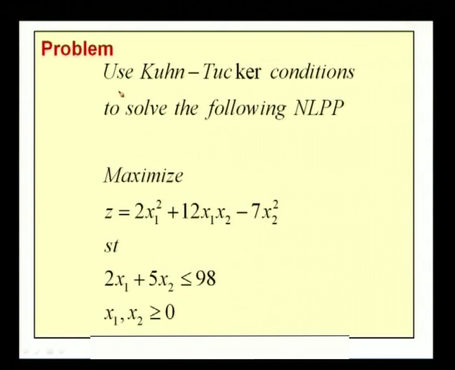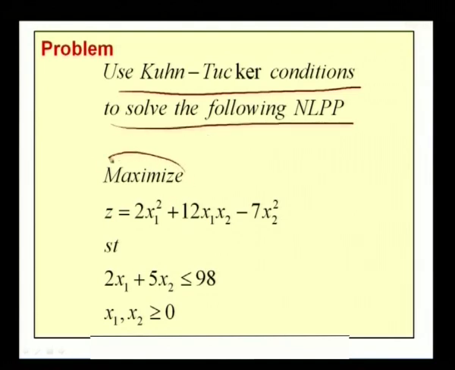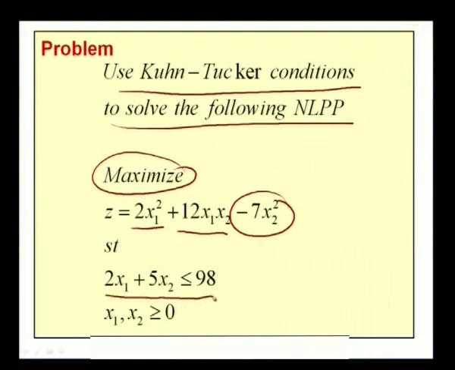Now, consider the problem. Use Kuhn-Tucker conditions and solve the following nonlinear programming problem. Maximize z equal to 2x1 squared plus 12x1x2 minus 7x2 squared subject to the constraints 2x1 plus 5x2 less than or equal to 98, x1, x2 greater than or equal to 0. The given problem has a maximizing objective function involving two decision variables x1 and x2 and a single inequality constraint, namely 2x1 plus 5x2 less than or equal to 98.